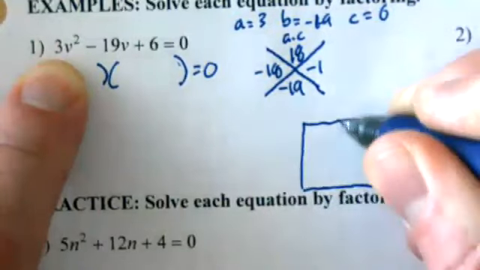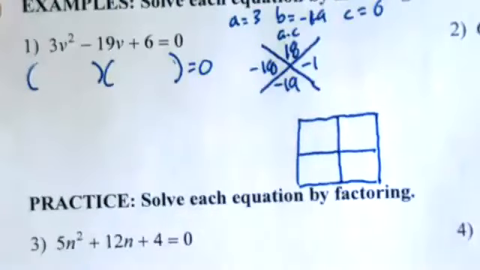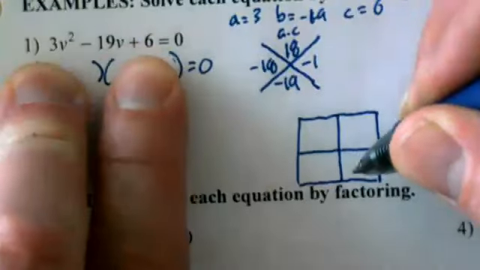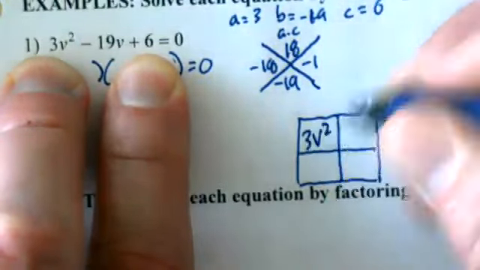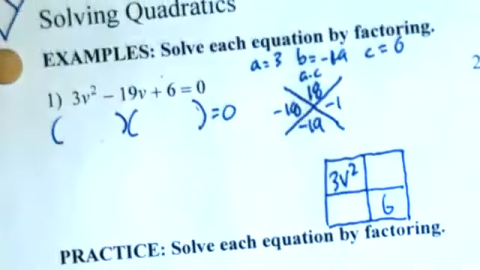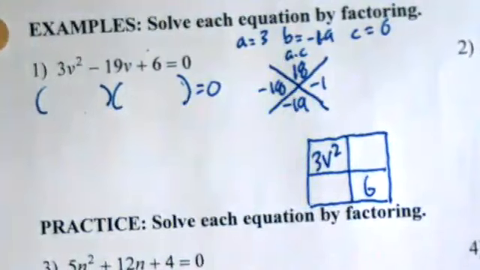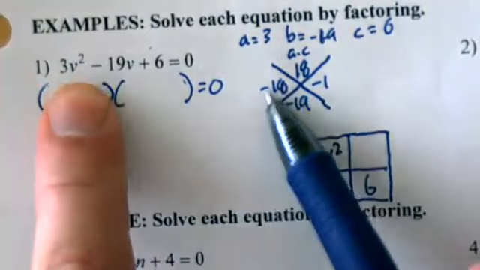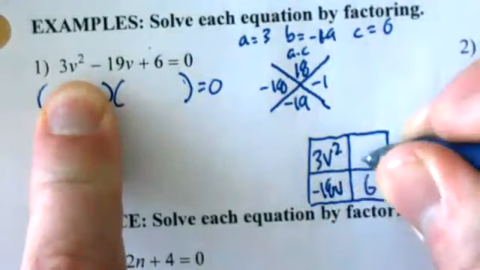We need to remember where all the pieces of our box come from. These 2 corners come from your original quadratic. So 3v squared is going to go there. That's our first term. The last term was 6, that goes down there. The other 2 corners come from our diamond or X, and because they're coming from the X, they need a variable. Our variable is V. So we're going to have -18V and -1V.